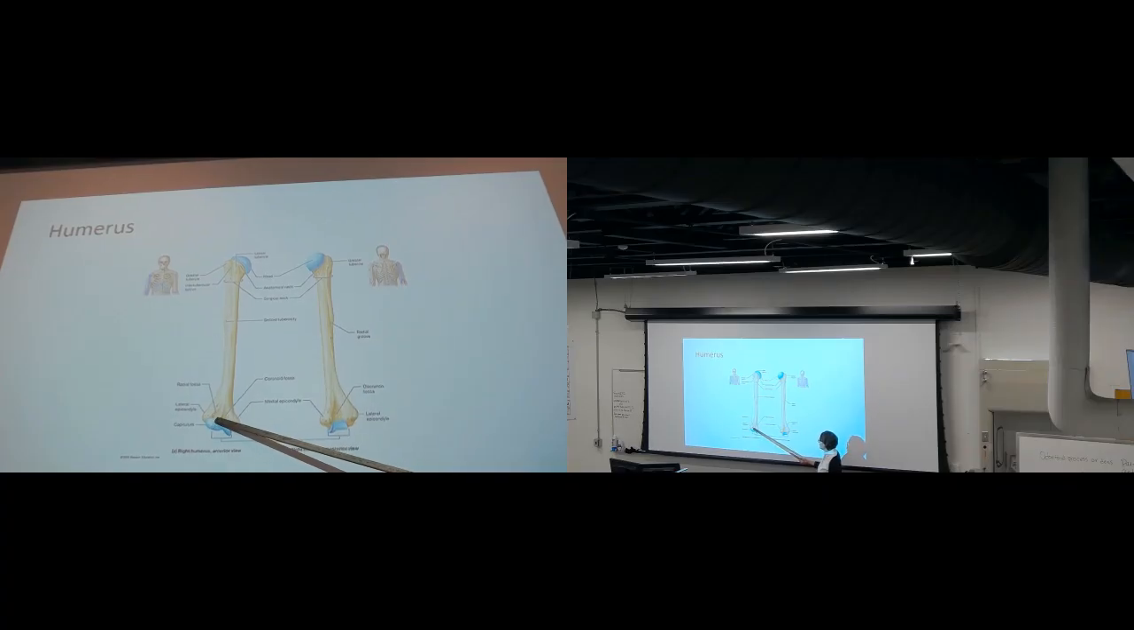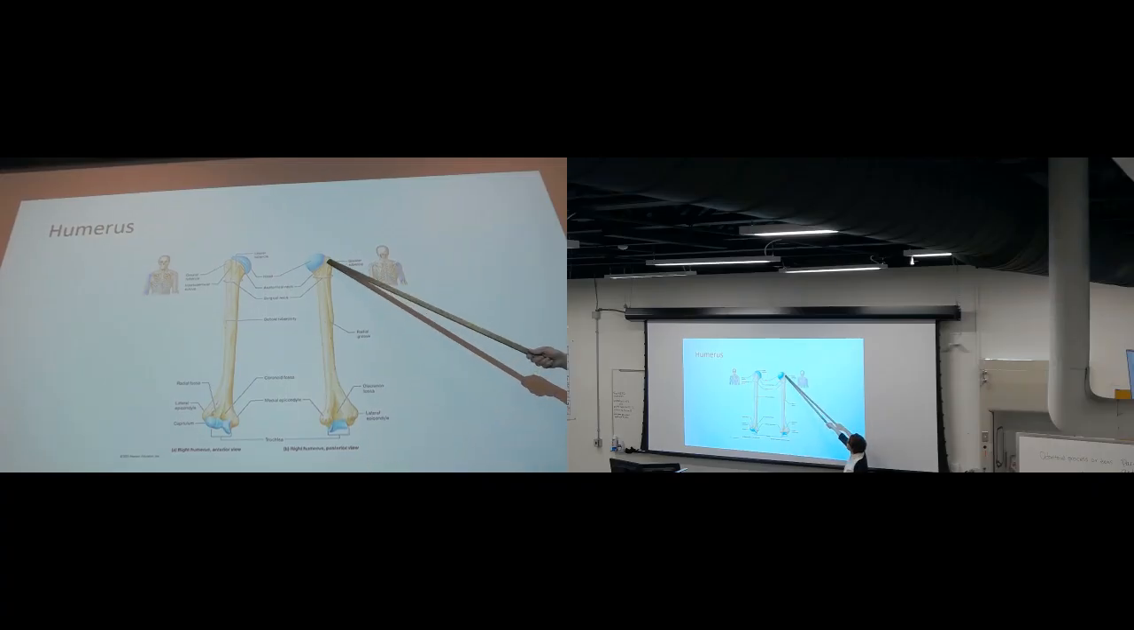And the radial fossa fits the head of the radius, which has a concavity that fits into this convexity of the capitulum to slide over, allowing the flexion of the forearm over the arm. And lateral to the capitulum, we have the lateral epicondyle, and medial to the trochlea, we have the medial epicondyle.